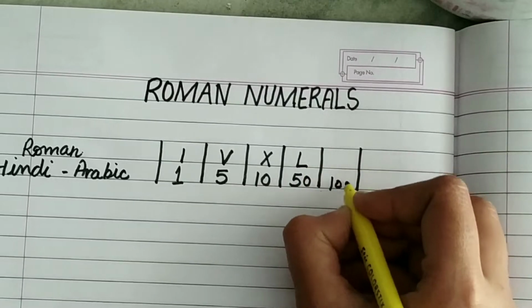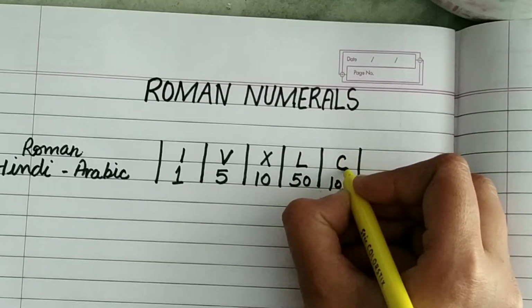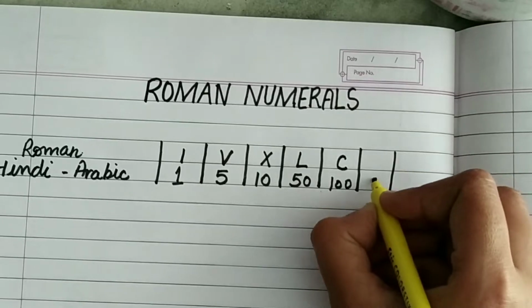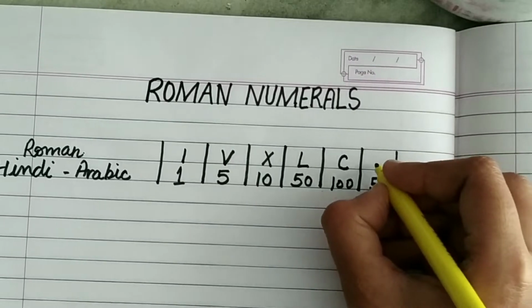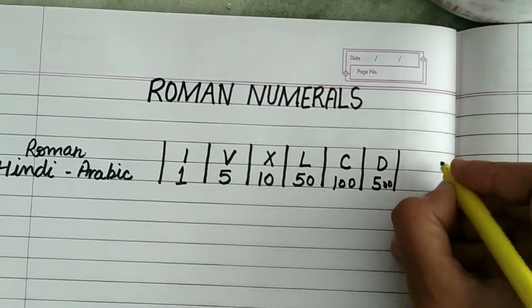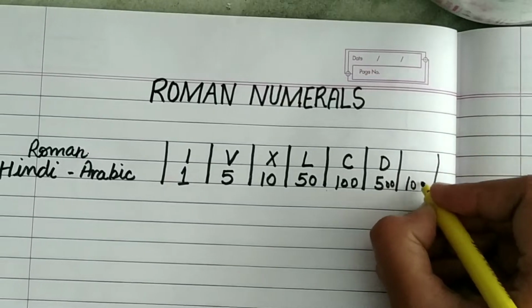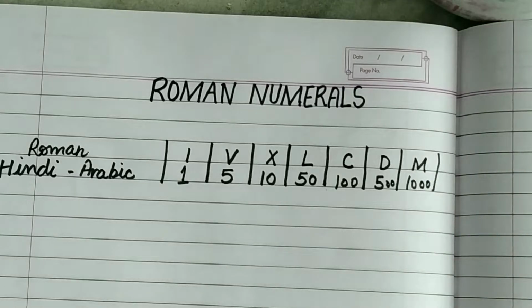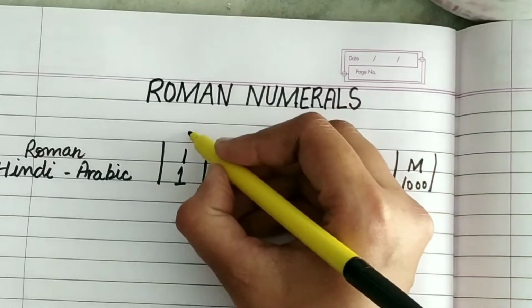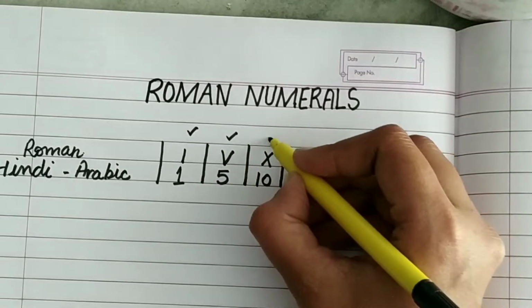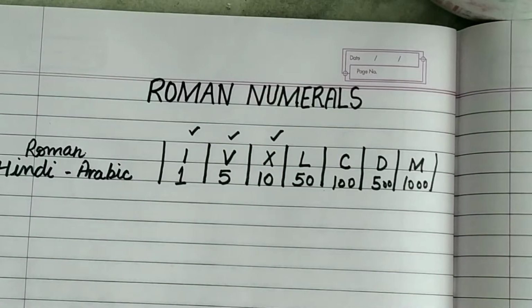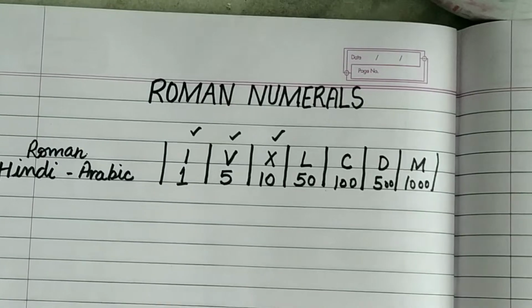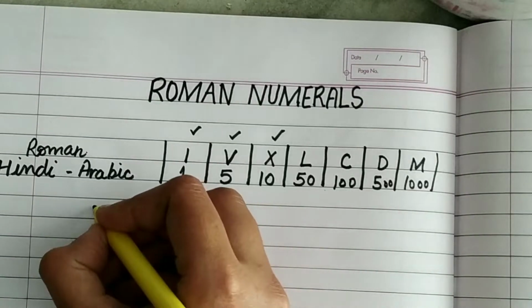For 100, I will write C. Then for 500, I have D. And then for 1000, I have M. As you all are facing problems in this, in today's class we will only use these symbols. We will go slow. Okay, so now, first of all, there are some rules.